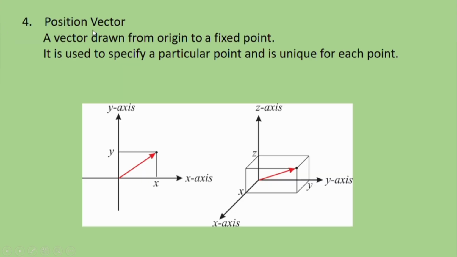Now position vector. A vector drawn from origin to a fixed point. It is used to specify a particular point and is unique for each point. So a position vector is a vector drawn from origin to a fixed point. See here, this is a position vector in a two-dimensional, 2D plane, and this is a position vector in 3D.